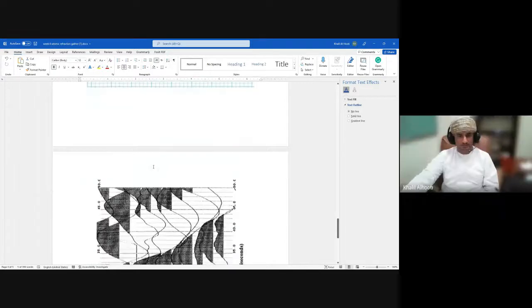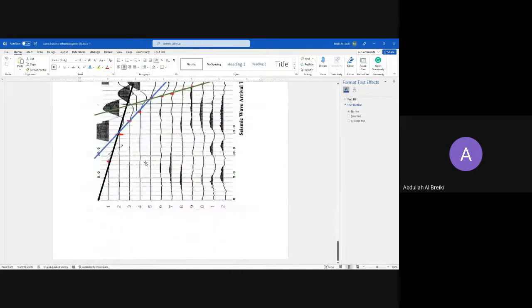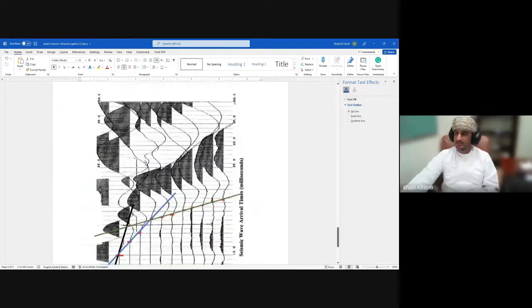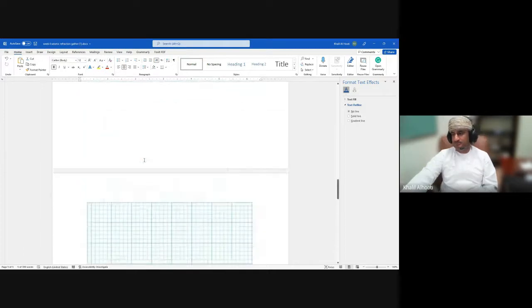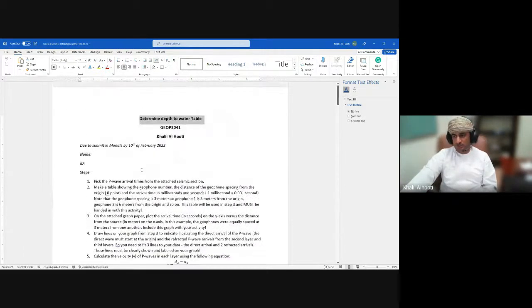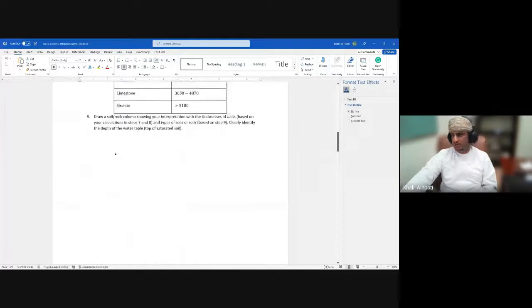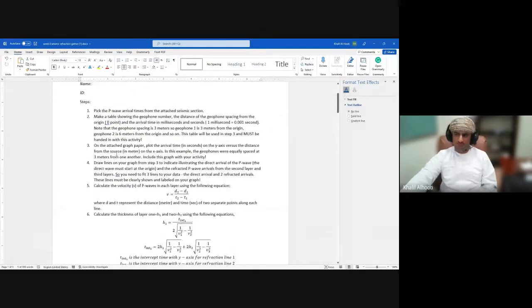Doctor, if we face any issue during solving the lab, can we ask you? Definitely. Anytime. If you have any problem, or anything is not clear to you, like how to use the equations, I'm available all the time. So here, your first step is picking the velocity.